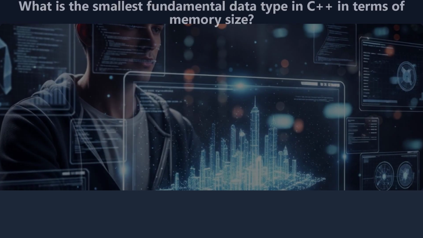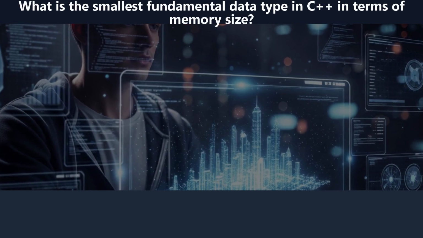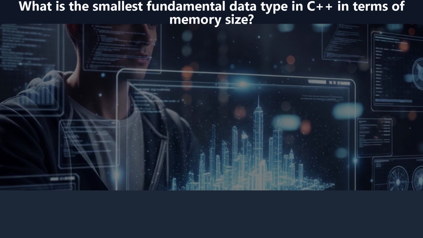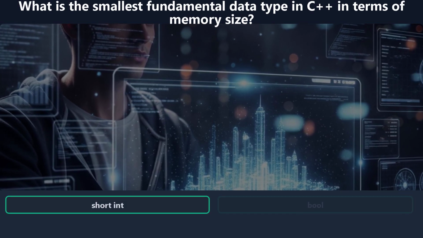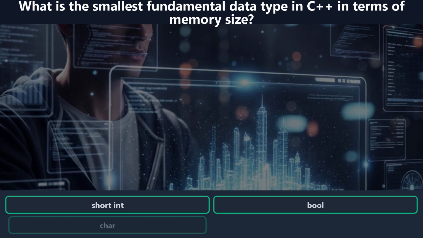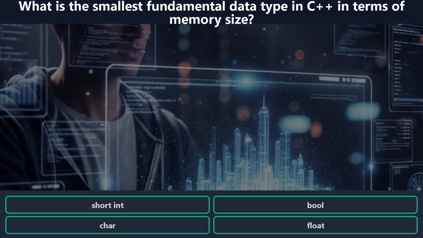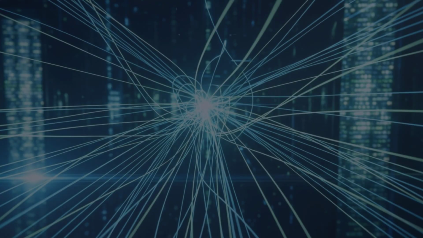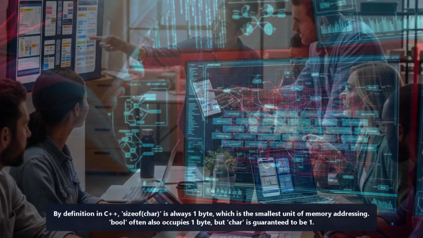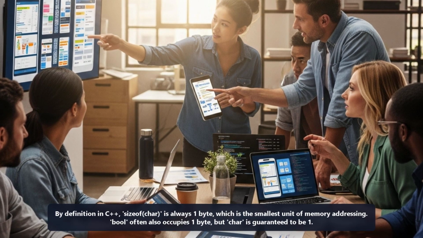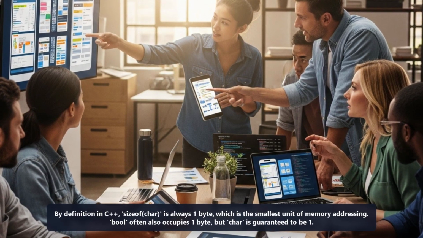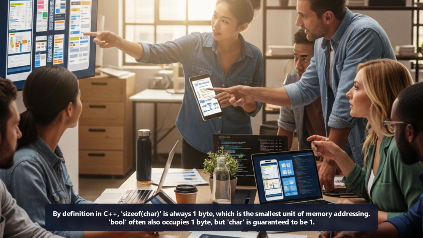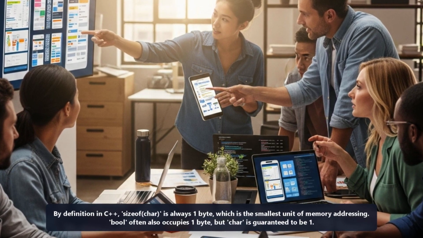What is the smallest fundamental data type in C++ in terms of memory size? Short int. Bool. Char. Float. Char. By definition in C++, sizeof(char) is always 1 byte, which is the smallest unit of memory addressing. Bool often also occupies 1 byte, but char is guaranteed to be 1.